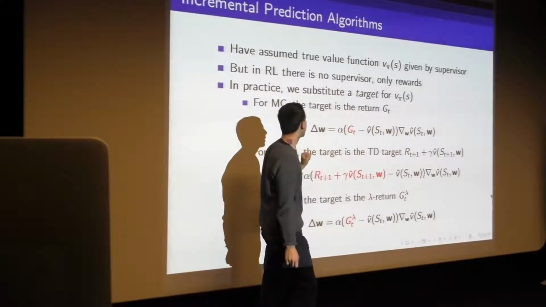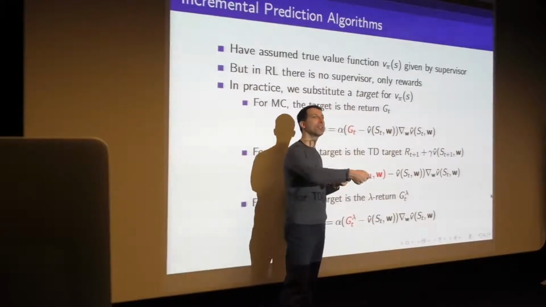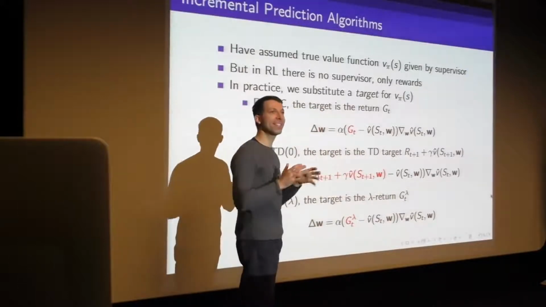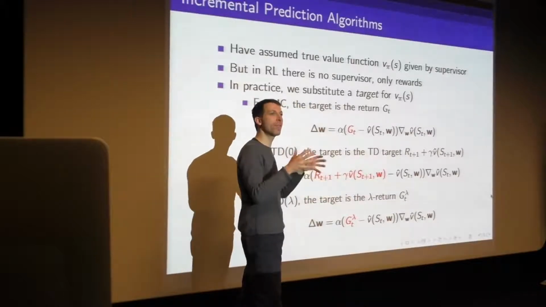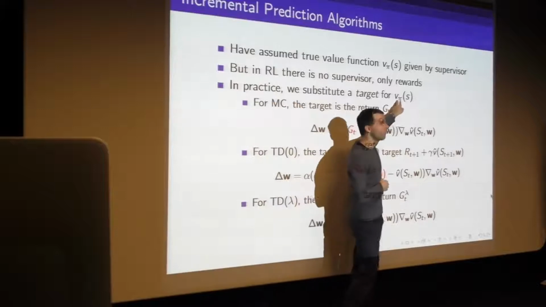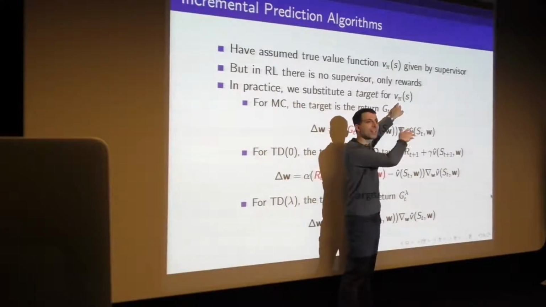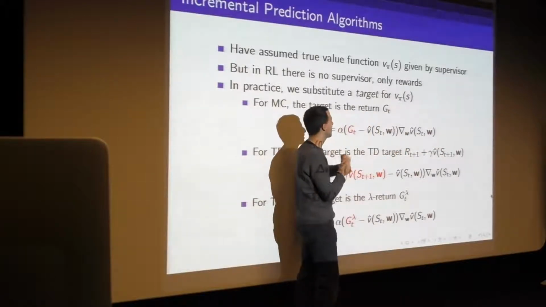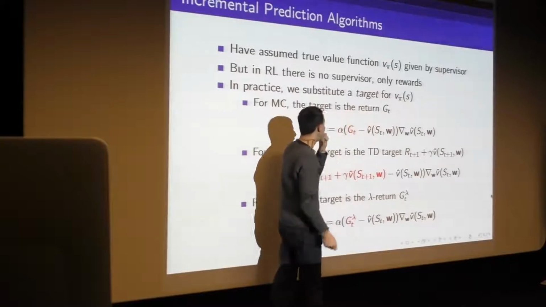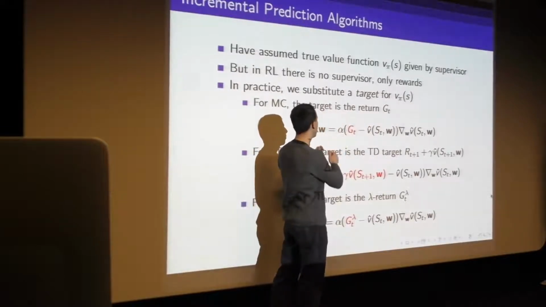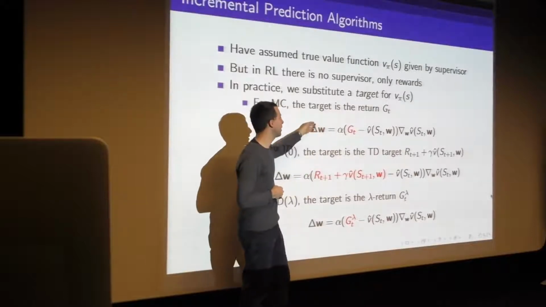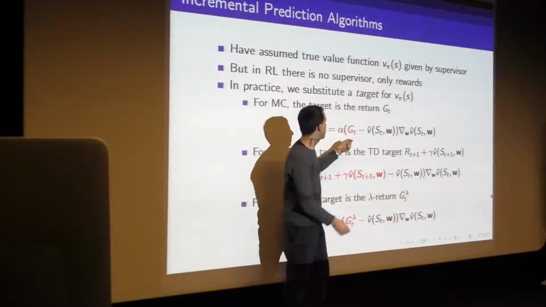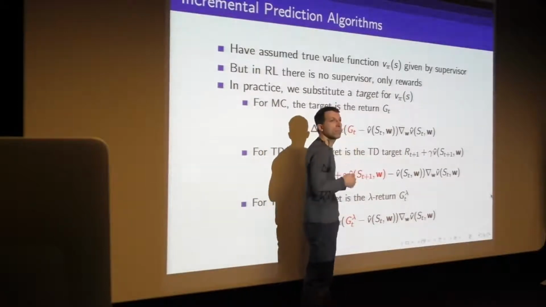The idea is that we're just going to do this by substitution. Think of this as a copy and paste exercise, in that we've developed an algorithm for supervised learning. And now wherever we saw v pi before, we're going to copy and paste some other target instead that we arrive at through a reinforcement learning method. So the first thing we're going to paste in is the return. What this algorithm says is, the change to our weights is we're going to move a little bit in the direction of the error between the actual return.